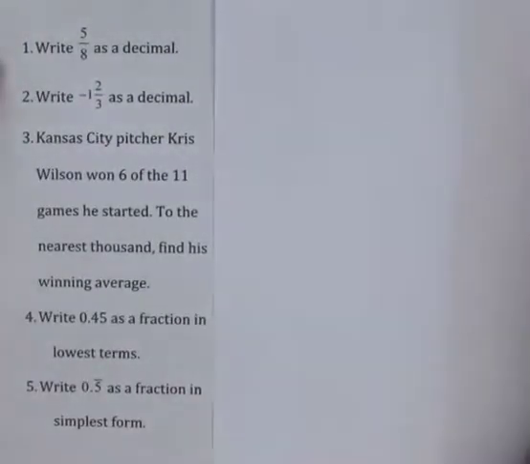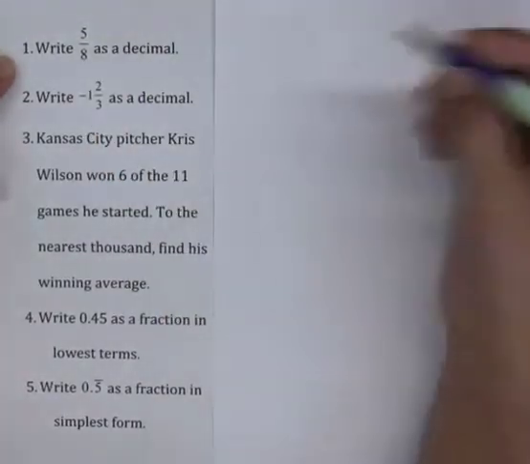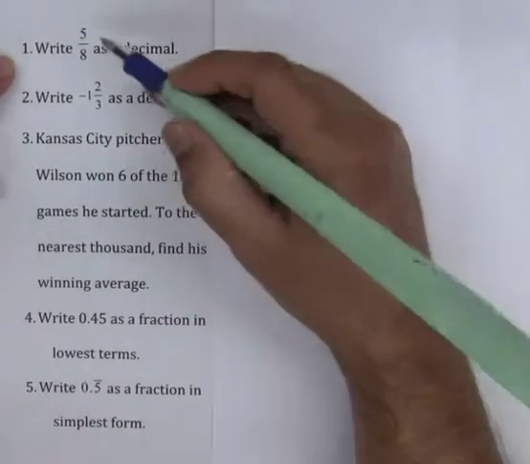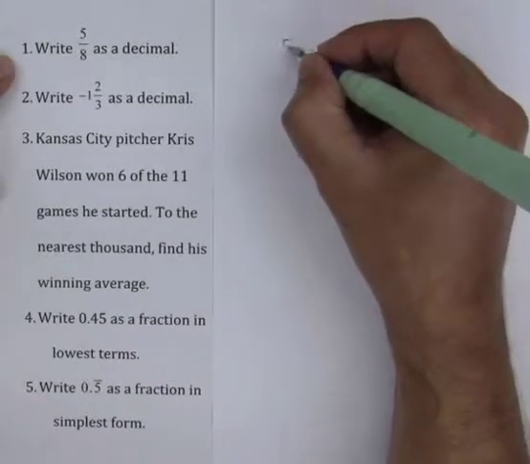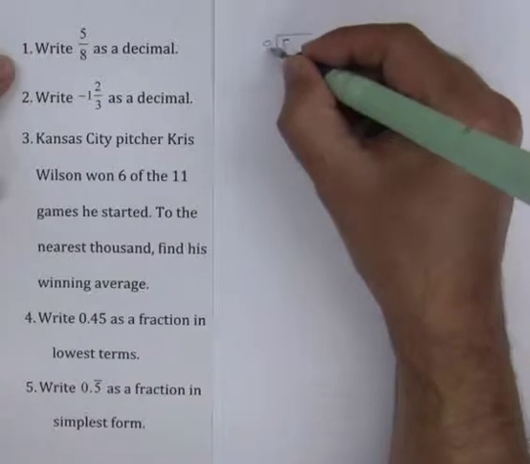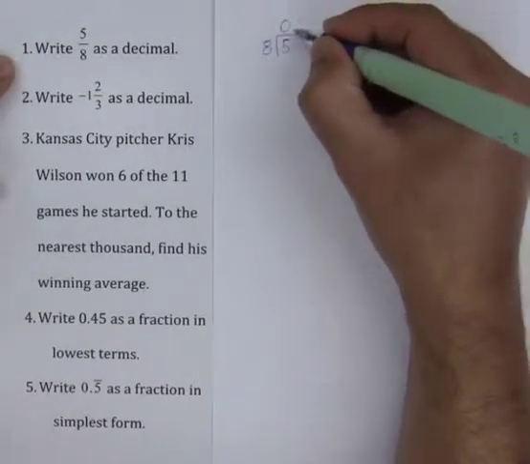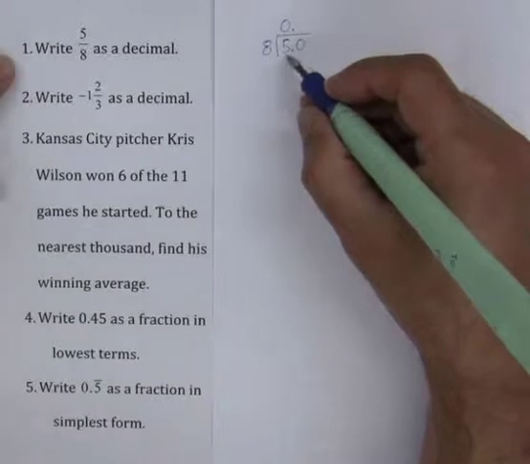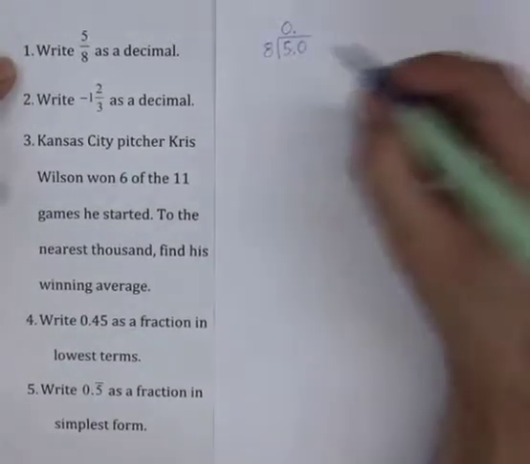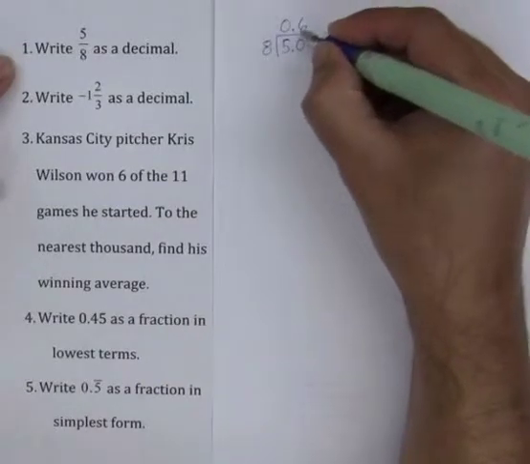Okay, so let's check the work you did right here. We have 5/8 as a decimal. That would be 5 divided by 8. So we're going to do 5 divided by 8. 8 doesn't go into 5, so we're going to put a 0. We're going to add a 0. We converted 5 into 50 tenths. So now we're going to say 8 goes into 50 6 times.